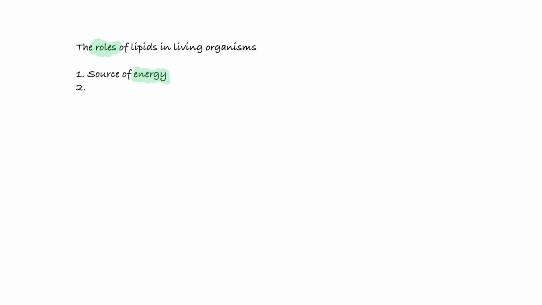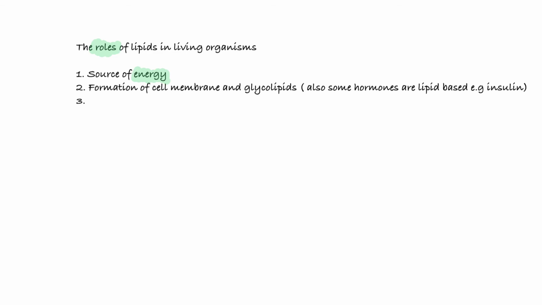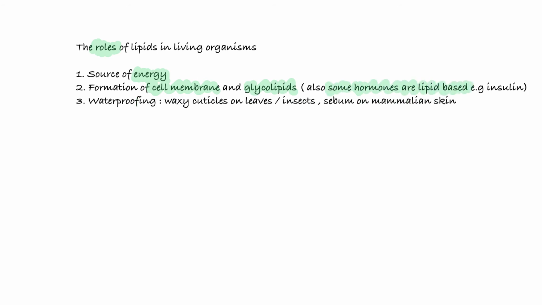We've also already mentioned the role of lipids in the formation of the cell membrane and the formation of molecules like glycolipids. But there are a couple of other things I want us to mention. Lipids are important in waterproofing. Because lipids are insoluble in water, they're really useful as waterproofing. Plants and insects have waxy lipid cuticles which conserve water, so they prevent them from dehydrating, so they prevent water from evaporating from their surfaces.